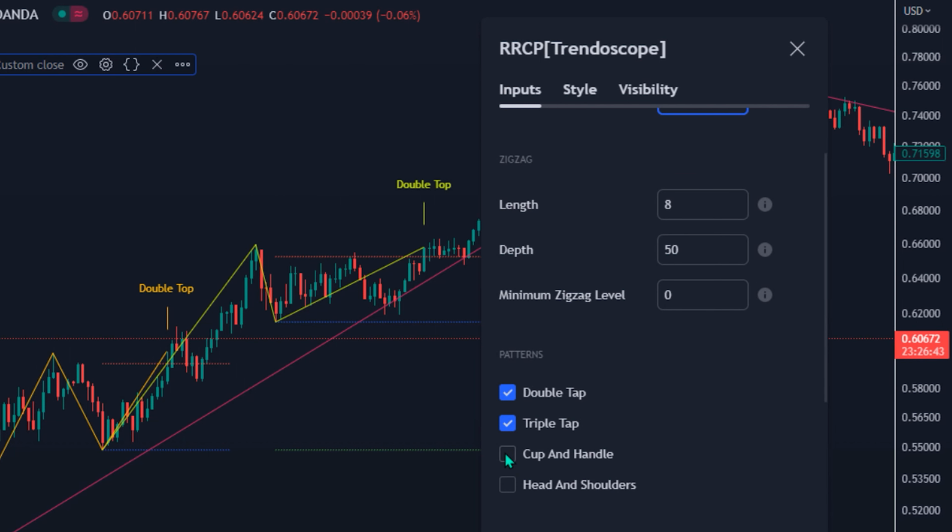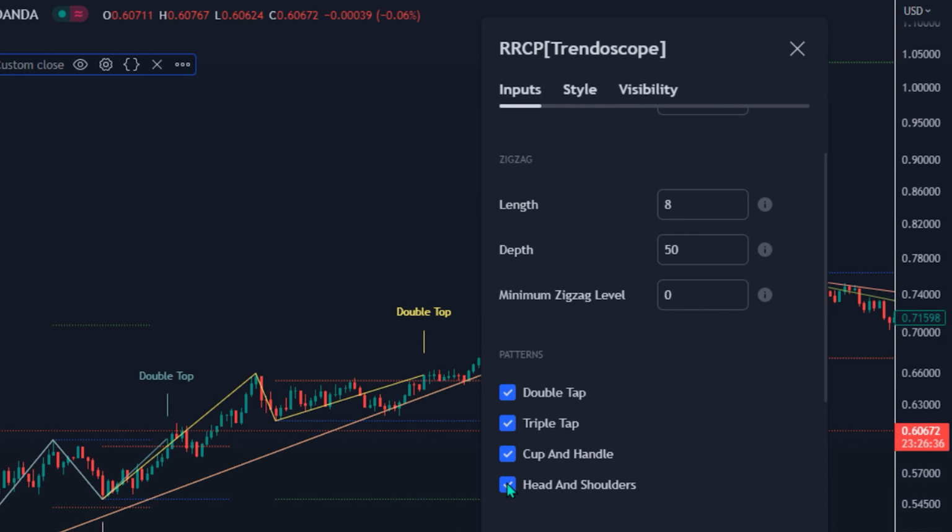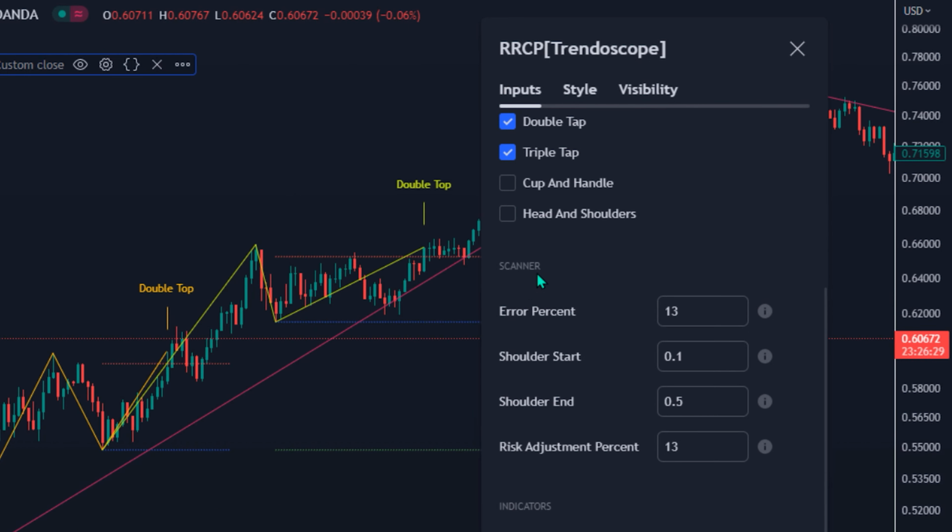Having all the patterns selected on the chart may also cause timeouts and will make the chart look messy. It is better to limit 1 or 2 patterns on the chart to have a clear picture. Under the scanner section, there is the error percent. The error percent threshold used for ratio-based calculations. By default, it's 13.